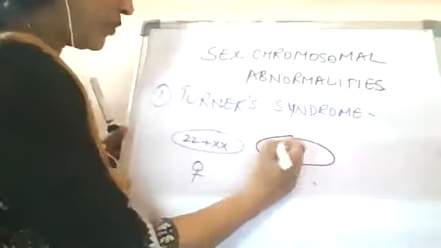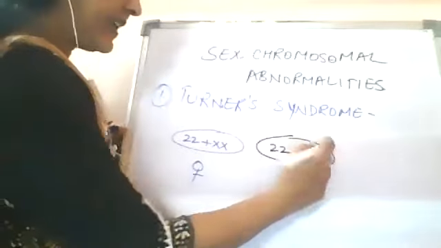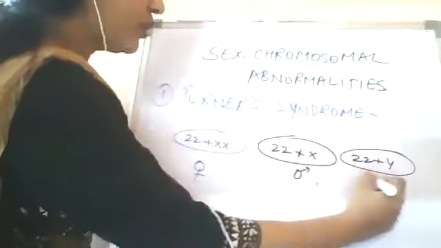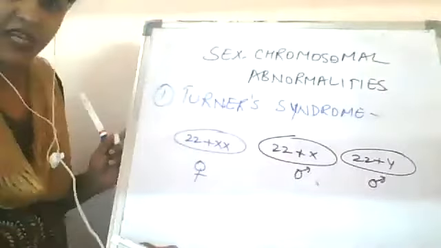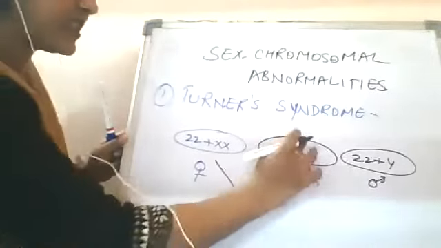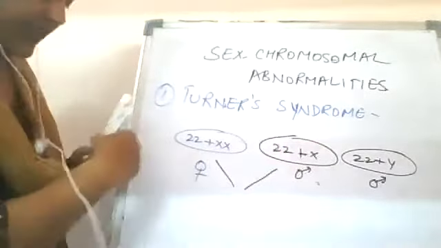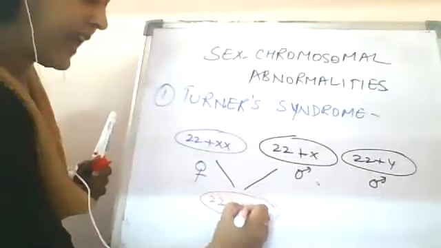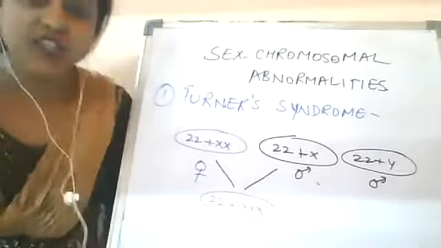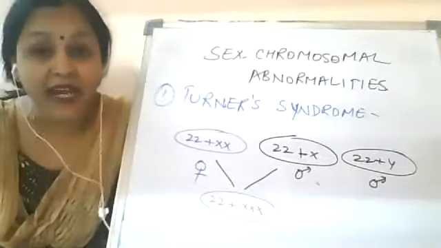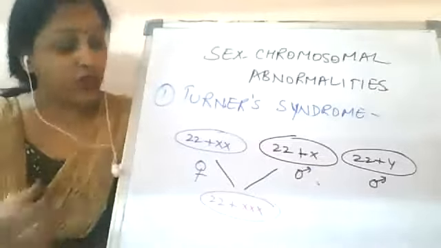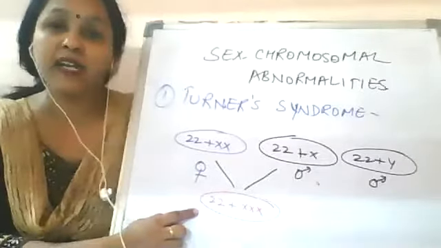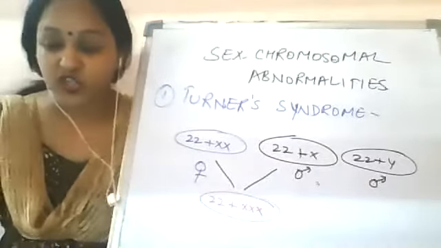Let us see what happens in both conditions: 22 plus X and 22 plus Y. So these are the two types of male gametes, or the sperms. Let us see what will be the condition in the first case. In the first case, the condition will be 22 plus XXX, and such a condition is known as super females. Obviously it is XXX, so they will develop as females, but such females will be called super females. And what are the characteristics of super females?